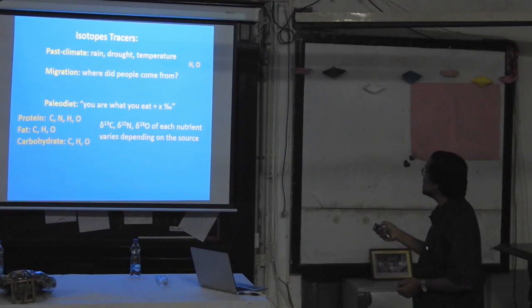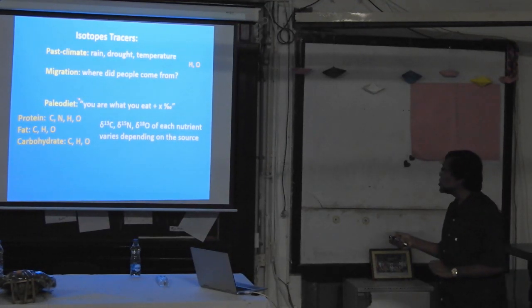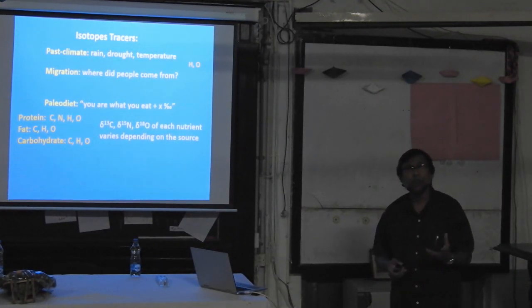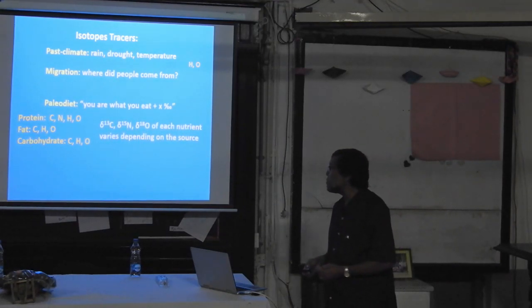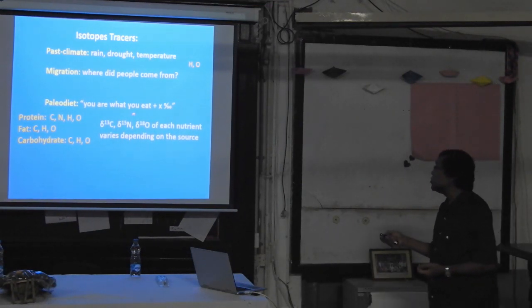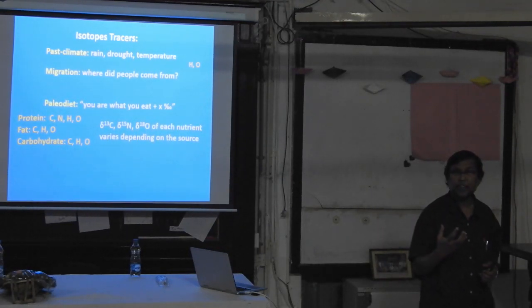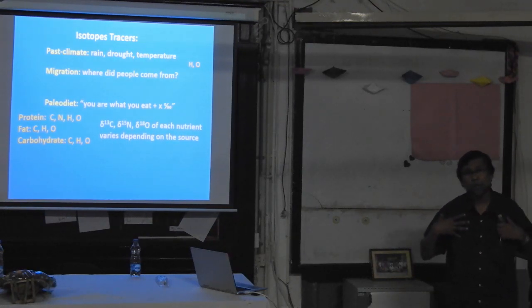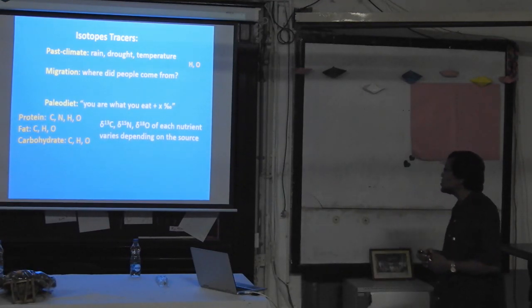You can also find out, and for doing this, you use essentially hydrogen and oxygen, okay, for studying the past climate. And you can also try to find out the paleo diet, that is what they were eating, okay. I think Sam Epstein, a very great isotope geochemist, said that you are what you eat plus a few per mil extra. That means if I am eating, you know, basically Brussels sprouts, then my bone will also have that imprint. Or if somebody is eating some other kind of material, the bone will imprint it in their carbon isotopes.